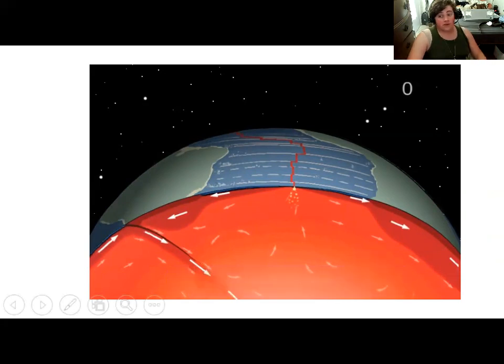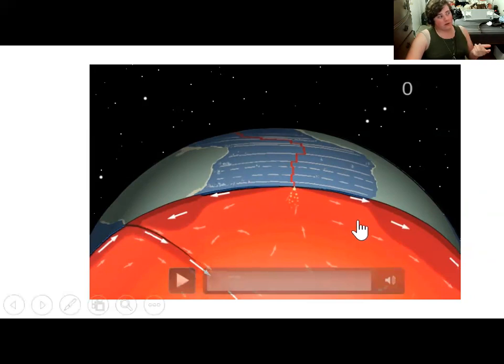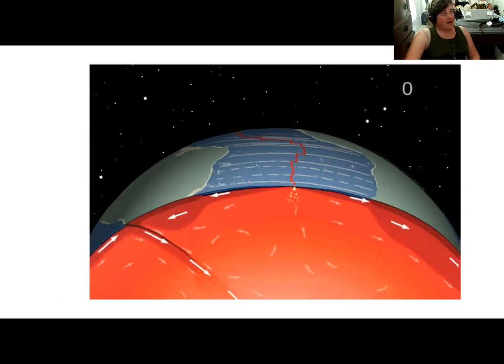I also like this animation because it shows how balancing of subduction and seafloor spreading keeps the Earth about the same size. When scientists discovered mid-ocean ridges, one of their big questions was, is the Earth just getting bigger all the time because we have new crust forming? And the answer is no. Oceanic crust does disappear or get recycled at these subduction zones.